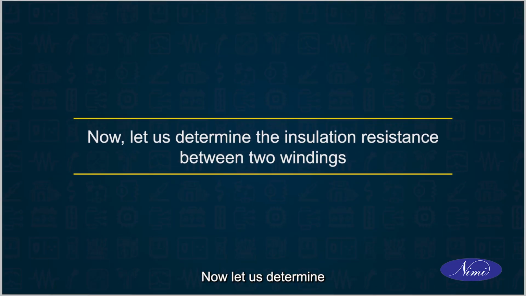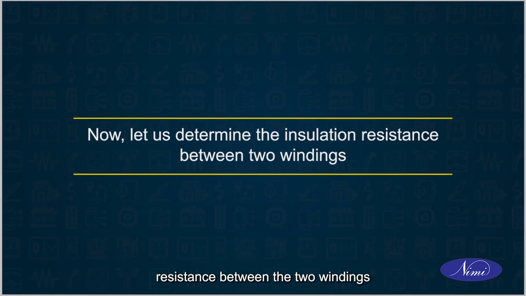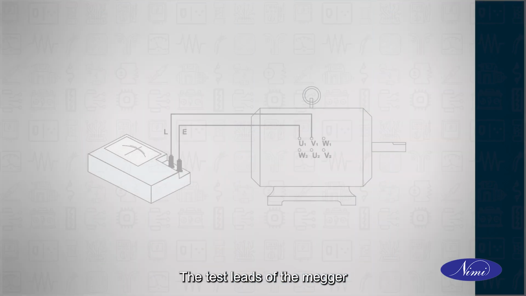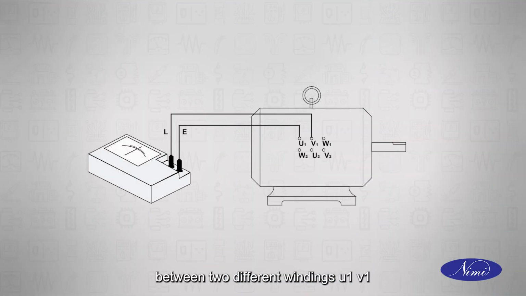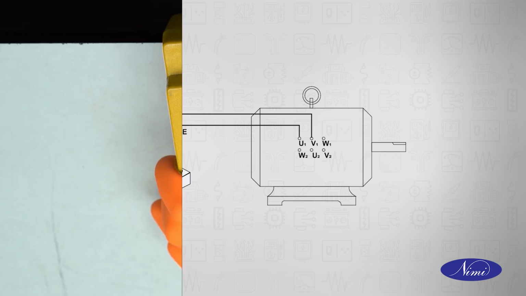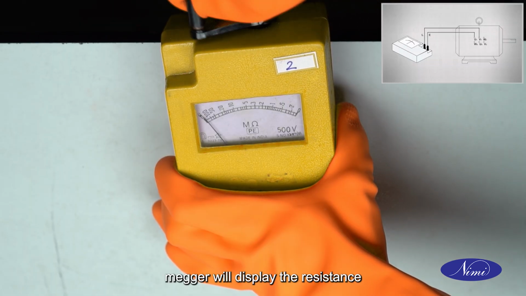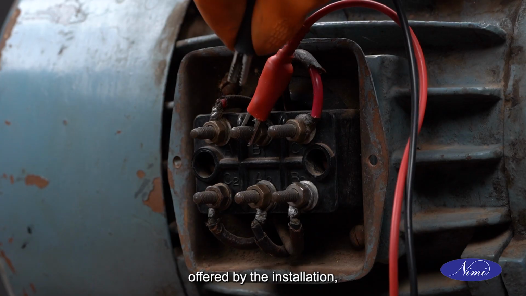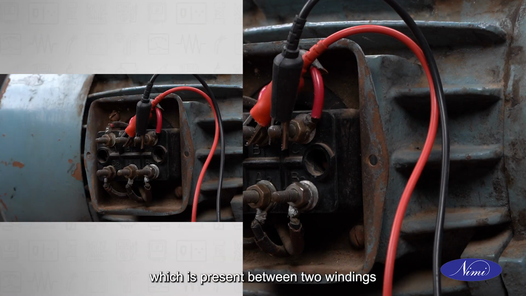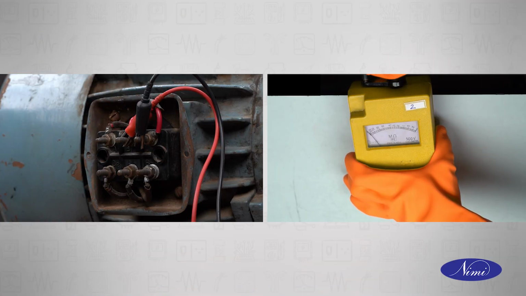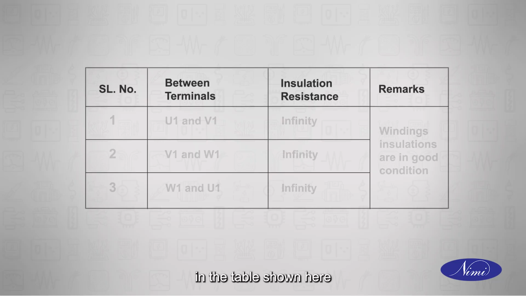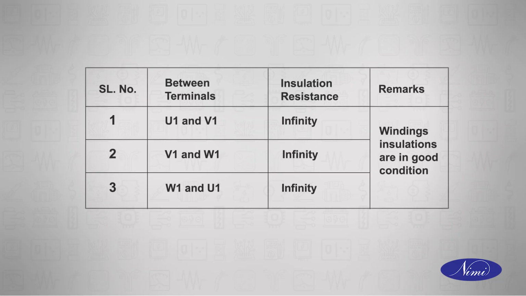Now, let us determine the insulation resistance between the 2 windings. Connect the test leads of the megger between 2 different windings U1, V1. Megger will display the resistance offered by the insulation which is present between 2 windings. Note down all the readings in the table shown here.